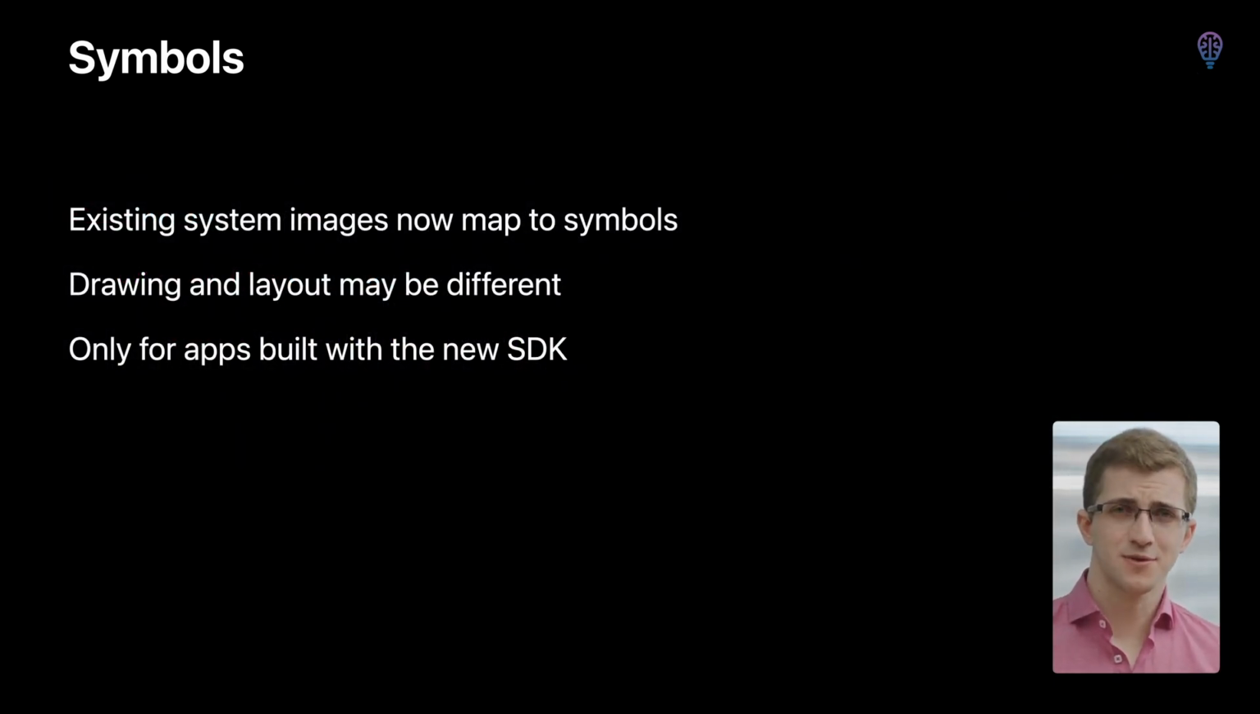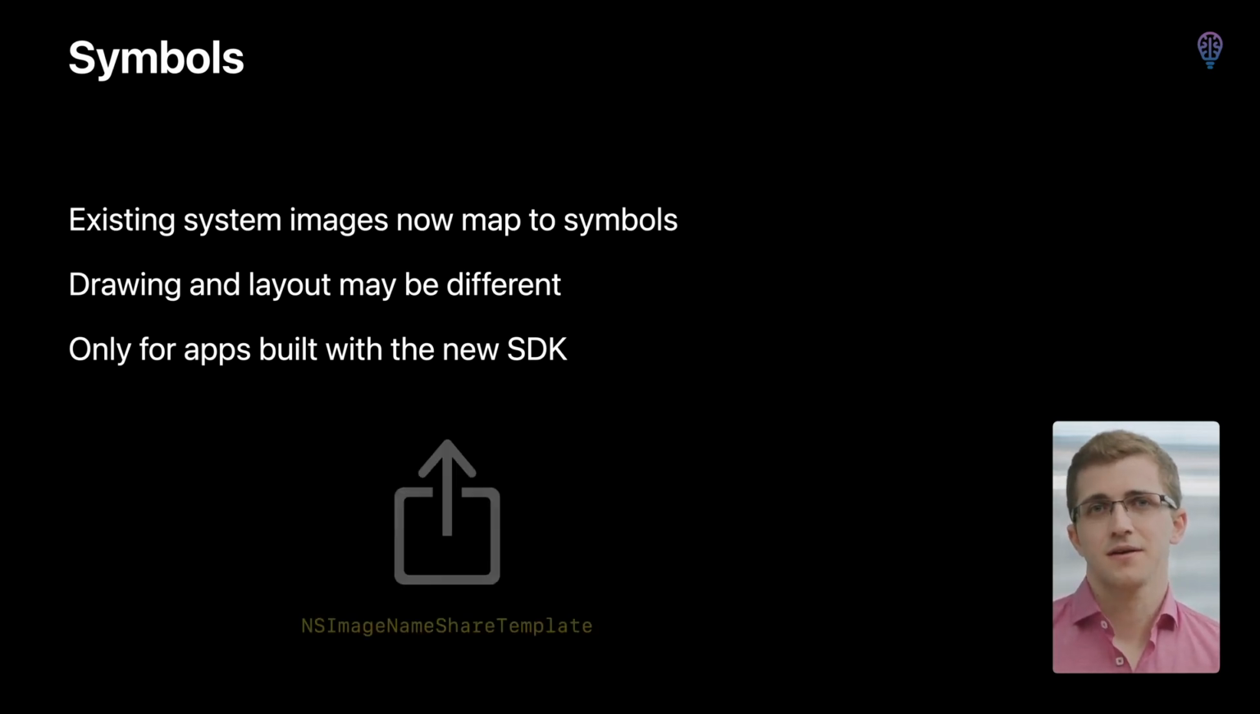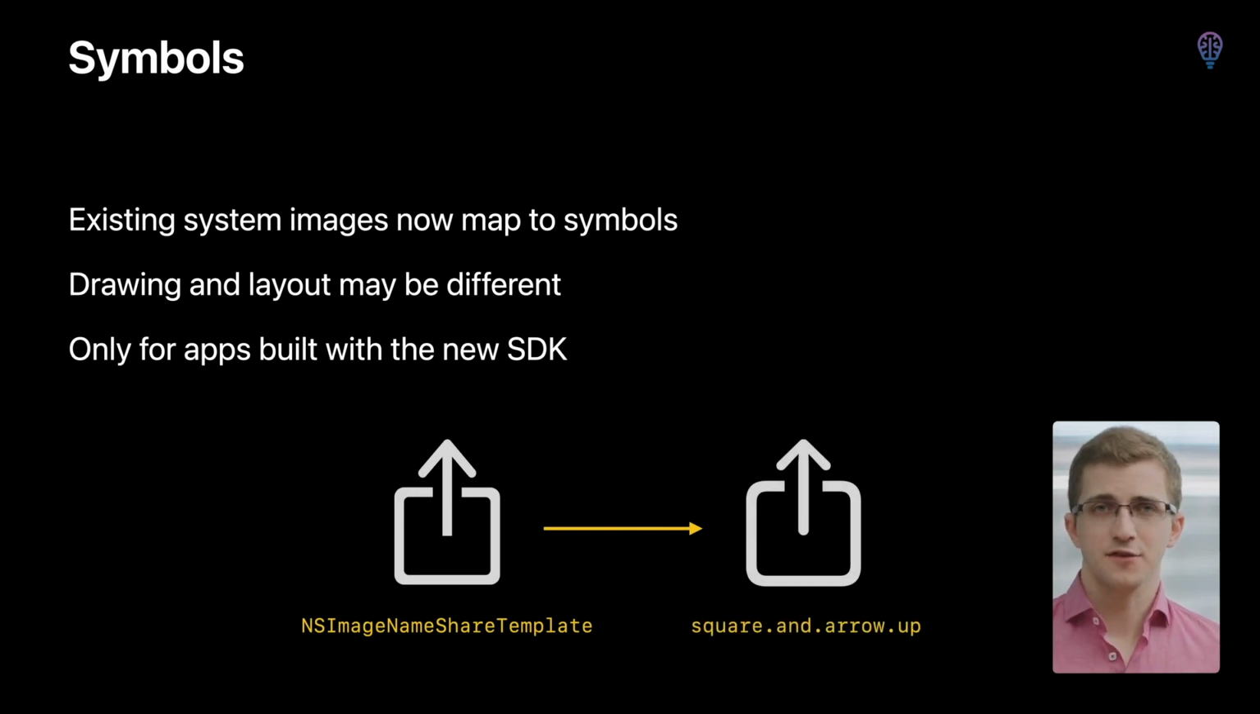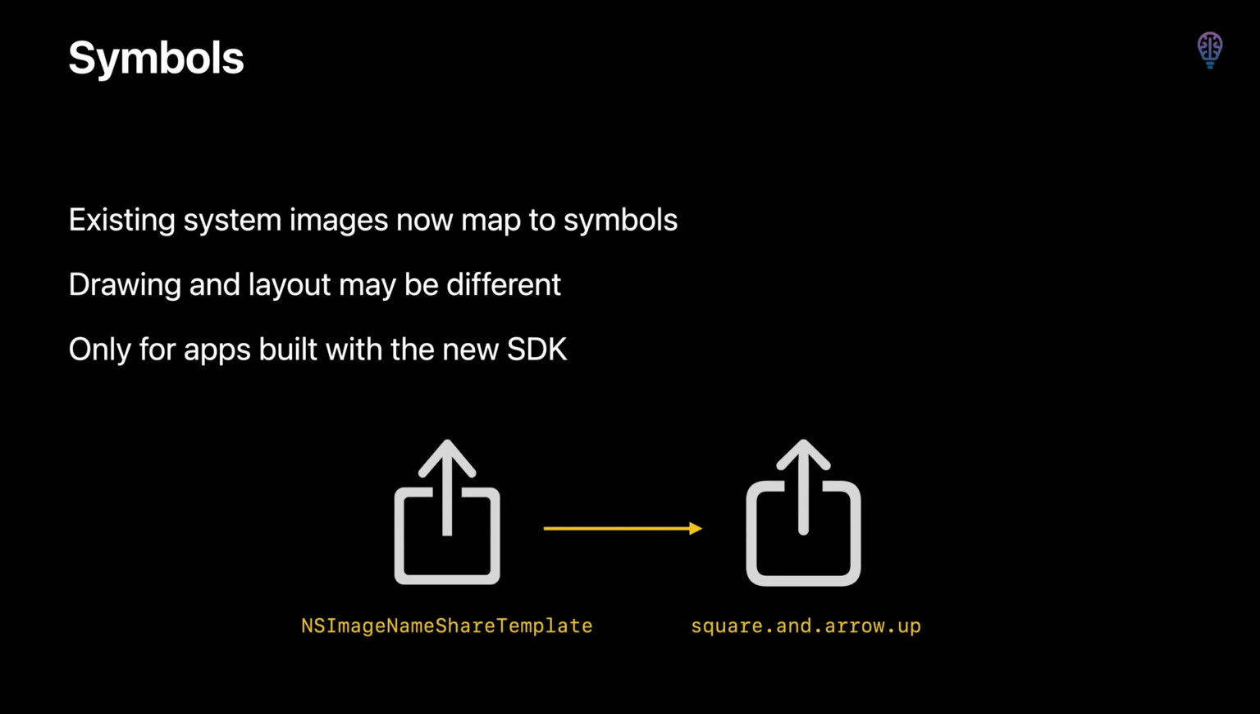One final note on symbols, we've updated most of the existing named system images to map directly to symbol images. So, for example, if you ask for NSImageName share template, you'll get the square and arrow up symbol. This change might affect the drawing or layout of these images in your app, so we only do this mapping for apps that are built against the new SDK. This is something to keep an eye out for once you've rebuilt your app for Big Sur.